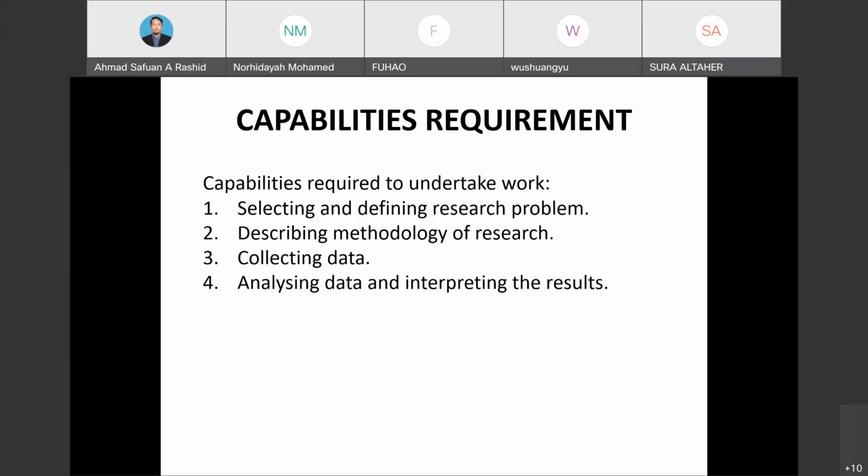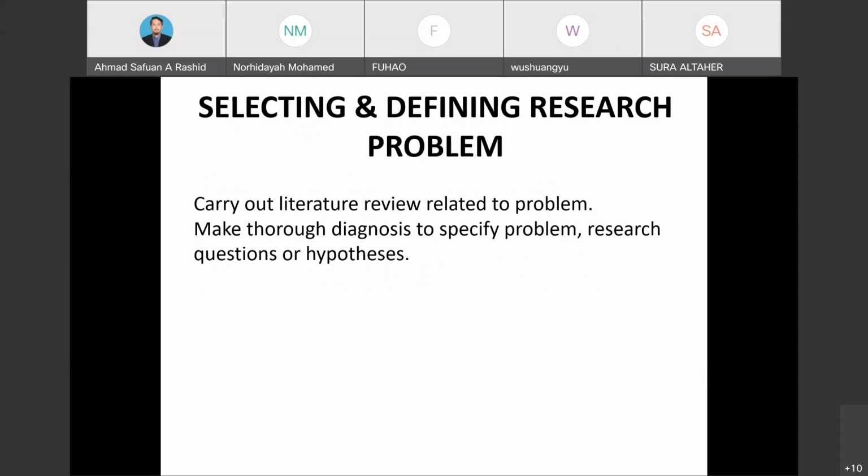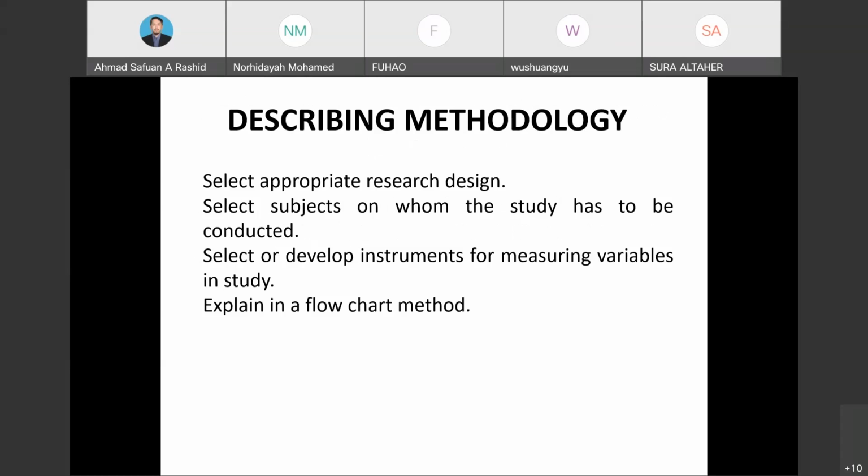Capability requirement to undertake the work: selecting and defining the problem, describing the methodology of research, collecting data, analyzing data, interpreting the result. Carry out a literature review related to the problem, make a thorough diagnosis to specify the problem, research hypothesis, question or hypothesis. Describing methodology: select an appropriate research design, select the subjects on whom the study has to be conducted, select or develop the instrument, explain in a flow chart.